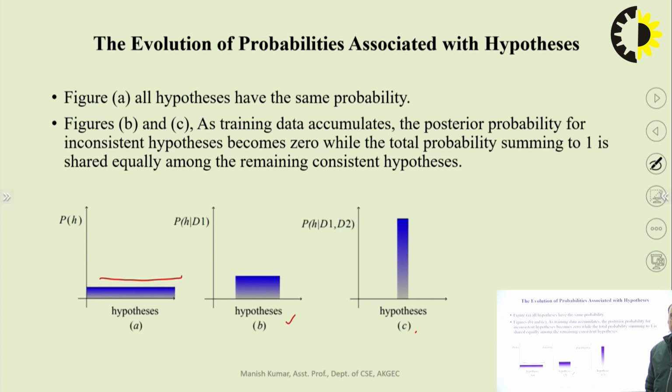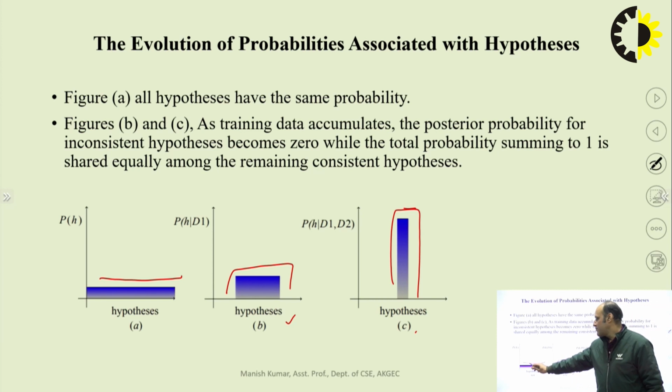According to that training data, the posterior probability for inconsistent hypotheses becomes 0, while the total probability summing to 1 is shared equally among the remaining consistent hypotheses. Okay, so these are the two figures A and B. Here it is showing the same probability, but here the probability is not the same, it is varying.